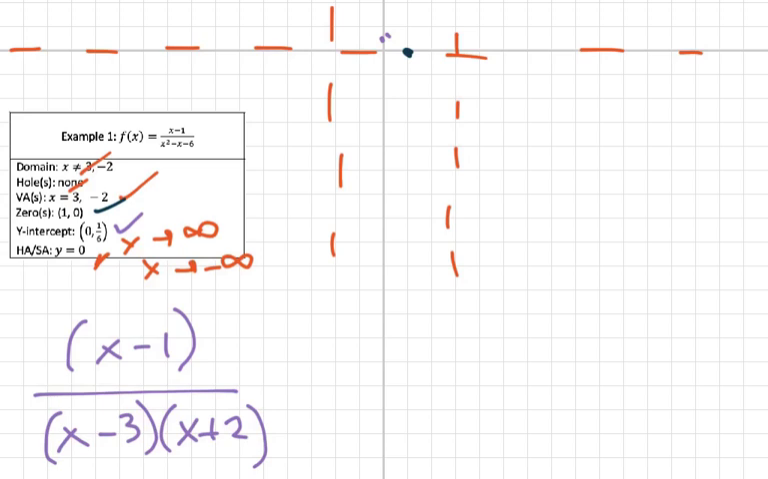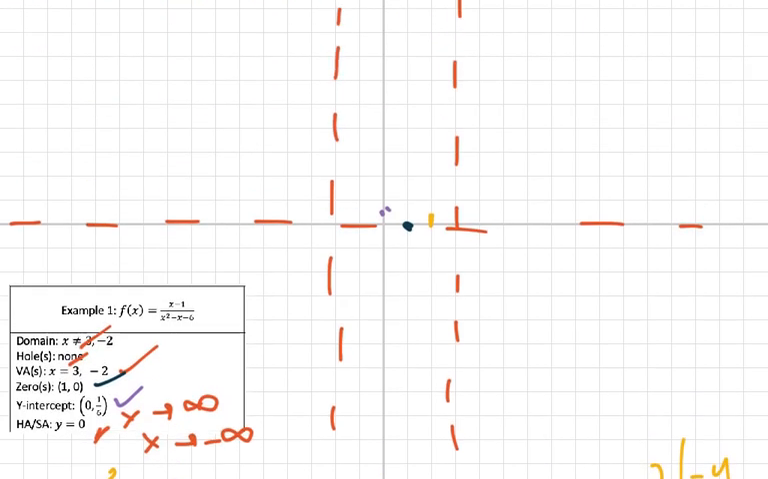So let's start with x equals 2. So if I plug in x equals 2, well, 2 minus 1 is a positive number. 2 minus 3 is negative. 2 plus 2 is positive. So if I multiply these two, I have a positive divided by a negative, which is negative. Okay? So if I plug in 2, I have a negative number in my y value.